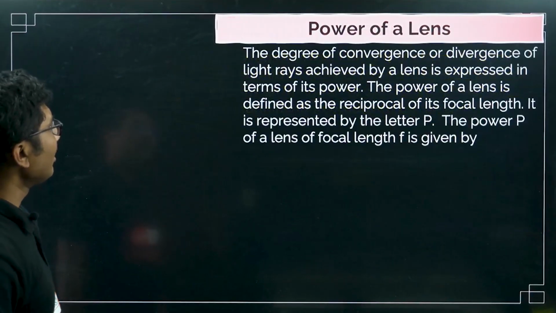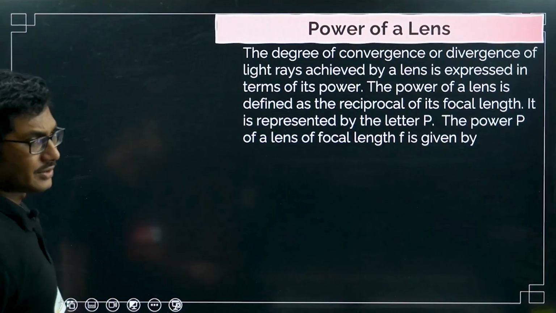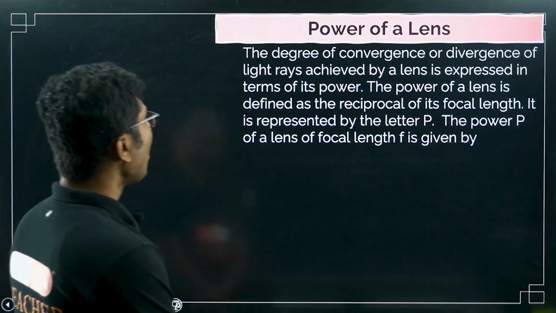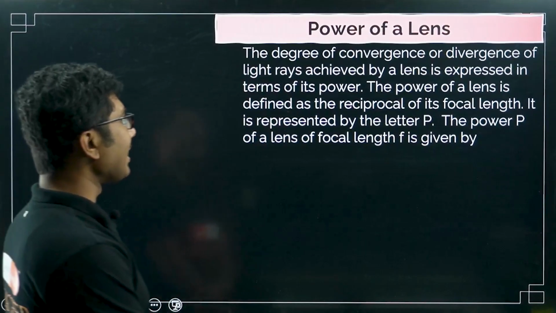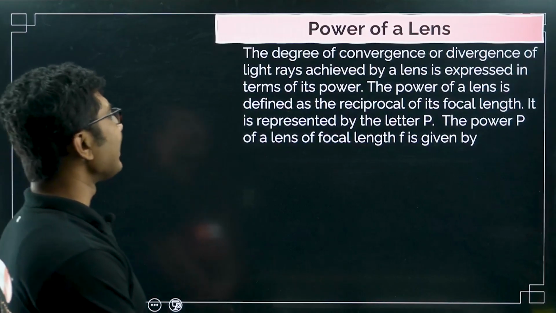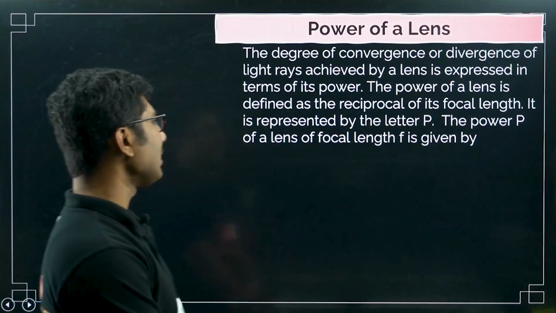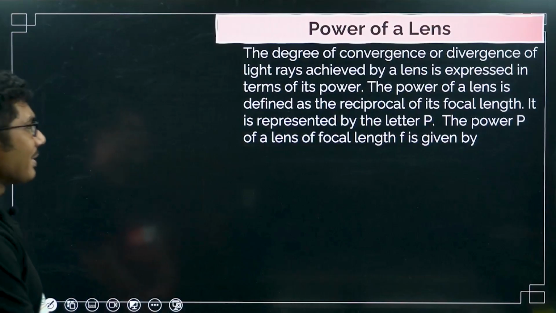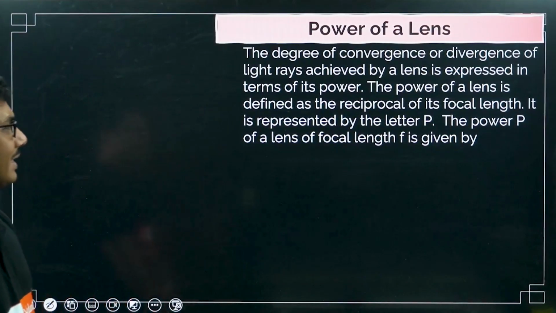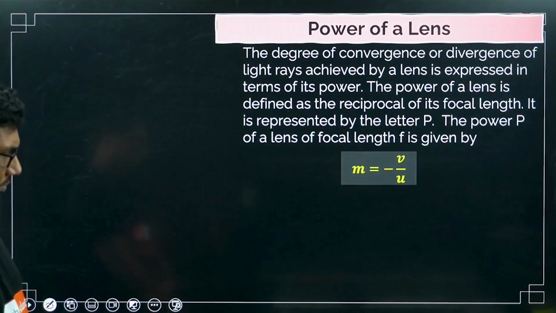Now let's move on to the power of the lens. What is the power of the lens? The degree of convergence or divergence of light rays achieved by a lens is expressed in terms of its power. The power of the lens is defined as the reciprocal of its focal length. It is represented by the letter P.